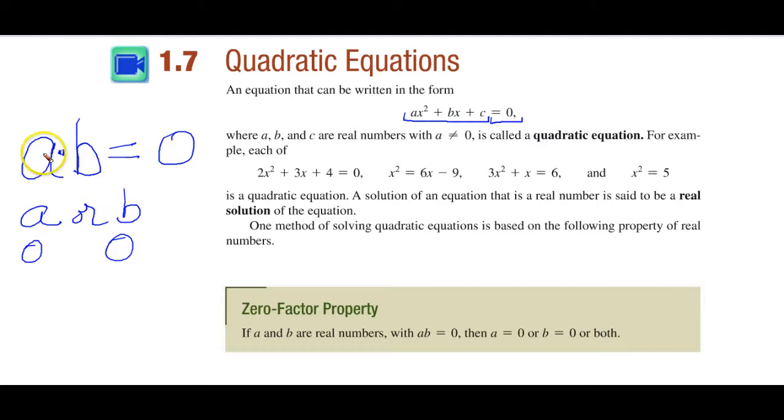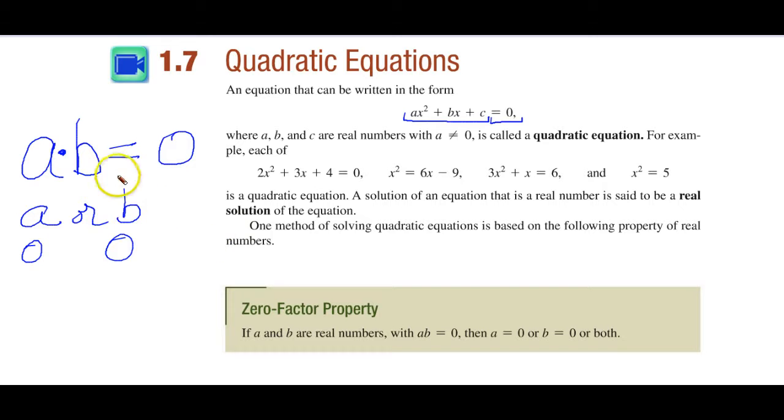Because if A is 0, 0 times B equals 0. Anything times 0 is 0. Or if B is 0, 0 times A is 0. That's the only way that that can be true. Because if this were like 5 and this were negative 5, that wouldn't be 0. That would be negative 25. The only way this is true is if one of the factors is 0.